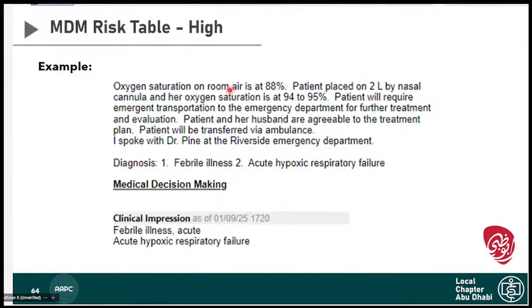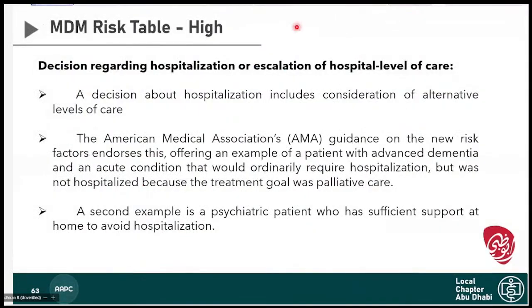So the next point is escalation of hospital level of care. Either the provider will decide to admit the patient, or the provider will immediately transfer the patient to the nearest emergency department. In the sense, this is called escalation of hospital level of care. Both points are supported as high level of care.